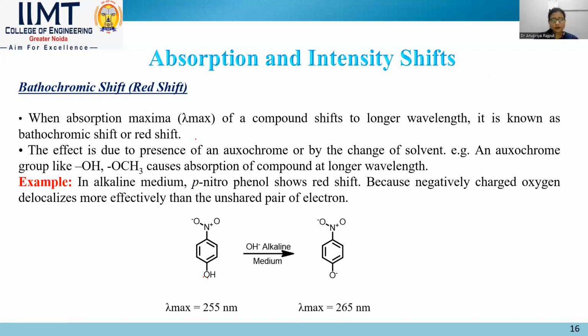When an auxochrome is attached to the chromophore, there are some specific terms used for the change in absorption and intensity. When the absorption maximum of a compound shifts to a longer wavelength, it is known as a bathochromic shift. This effect is due to the presence of an auxochrome or a change of solvent. For example, paranitrophenol has a lambda max of 255 nanometer, but in alkaline medium the lambda max is 265 nanometer. That means in alkaline medium, paranitrophenol shows the red shift or bathochromic shift.